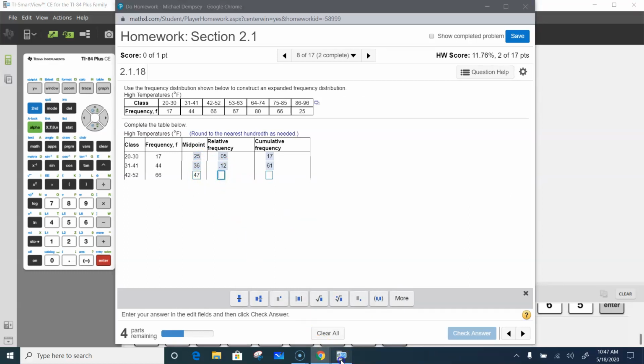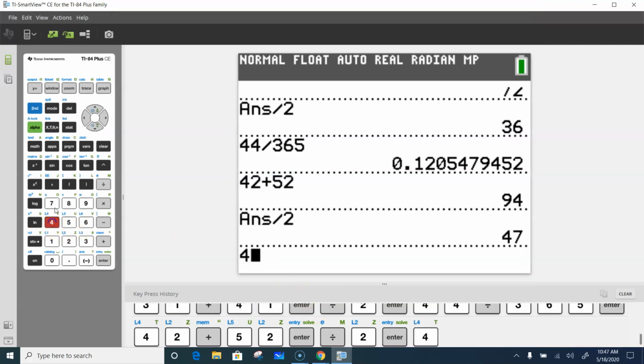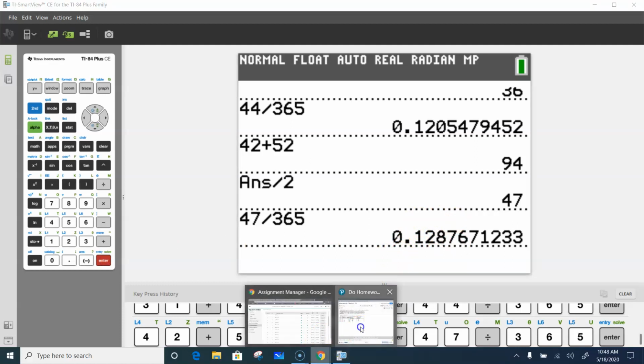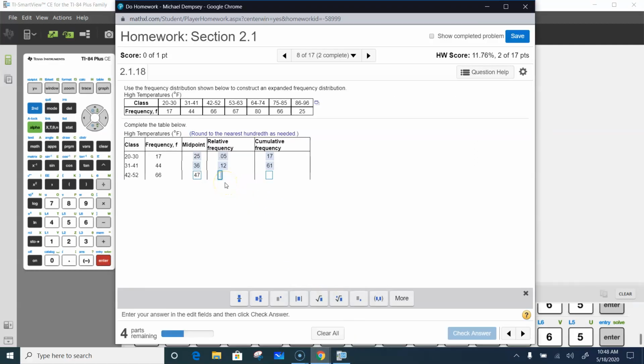Relative frequency. 47 divided by the total, which we already know is 365. We've done it previously a couple times now. So that's going to be to 2 decimal places 0.13, right? I get 0.128. So to 2 places, I want 0.13.